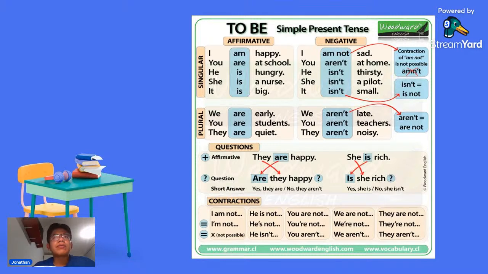And here we have the contractions. An example is I'm not, I am not, he is not, he's not, or he isn't. You aren't, you are not, with the contraction of are. You aren't.